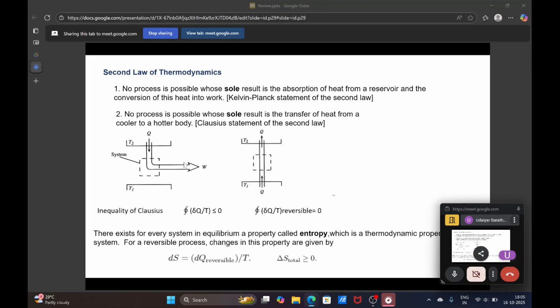So violating any one of the laws will also violate the other law's statement. If you violate the Kelvin-Planck statement, it will inevitably violate the Clausius statement as well. So both are dependent. So there exists for every system in equilibrium a property called entropy, which can be written as dS = δQ_rev/T. So your ΔS total will always be greater than or equal to 0. So this is from the Clausius statement. So δQ/T, if you write it as ΔS, what you get is that ΔS is always greater than or equal to 0.